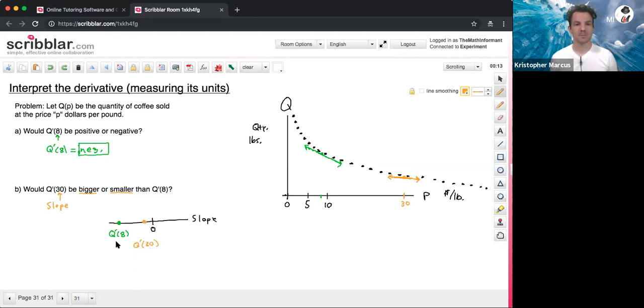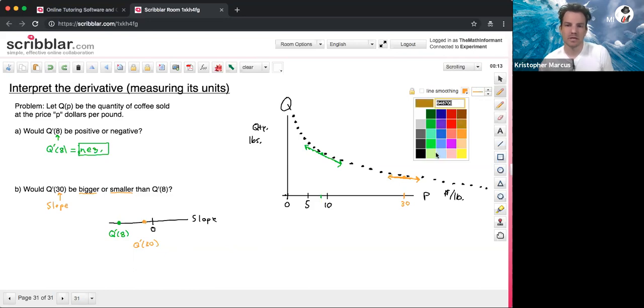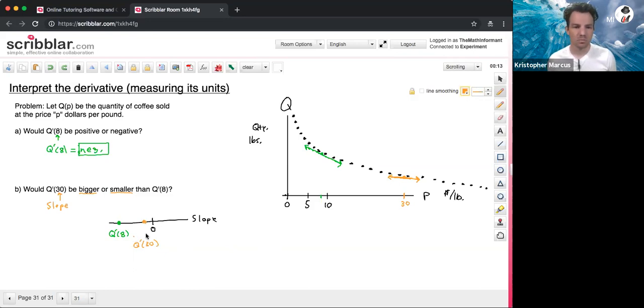Which one of these is bigger? Which one is smaller? We know how this game works. Anything that goes to the right is bigger. So what do we end up concluding? We end up concluding that Q prime of 30 is bigger than Q prime at 8. Hope this helps, gives you a little bit of an idea on how this works.